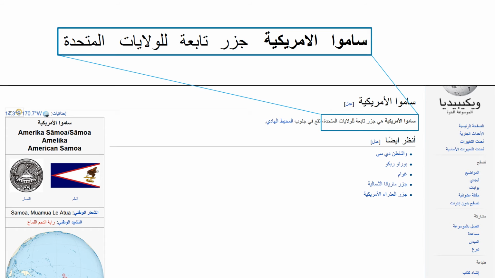So the first word is Samoa. Well, Samoa is a proper name, which means it's definite, right? Just like Nisreen or Alex or Ahmed, right? All of those are definite. So Samoa is ma'rifa, right? Shade it blue because that's our ma'rifa color. Al-Amrikiya has an Aleph Lam, and we're going to shade it blue as well.